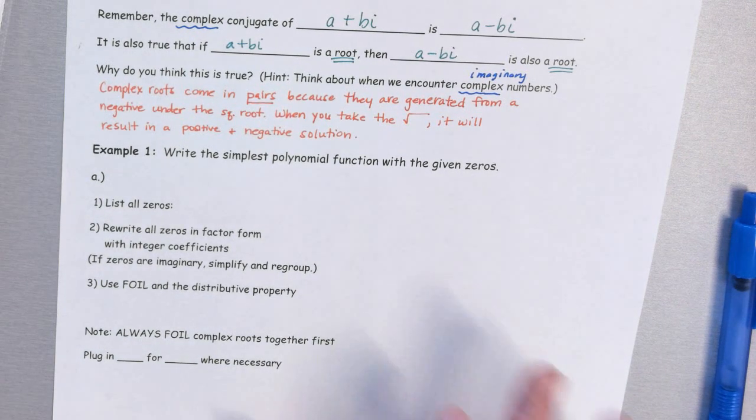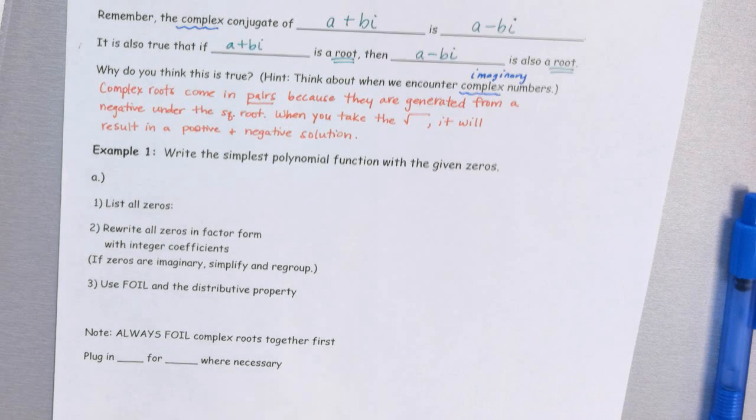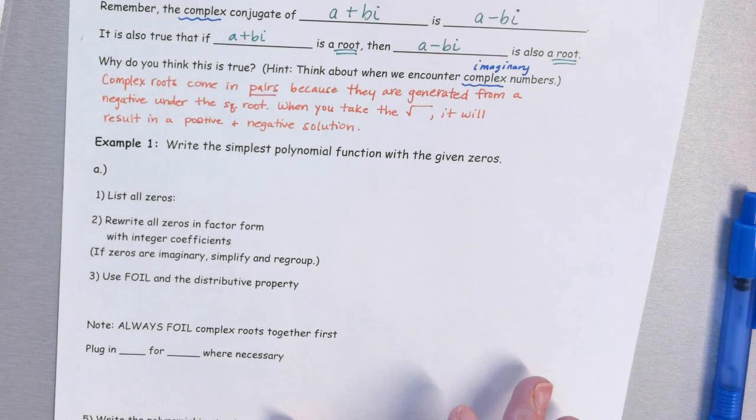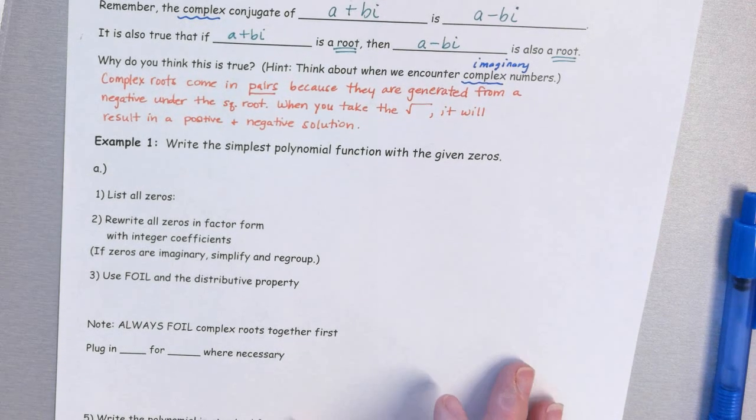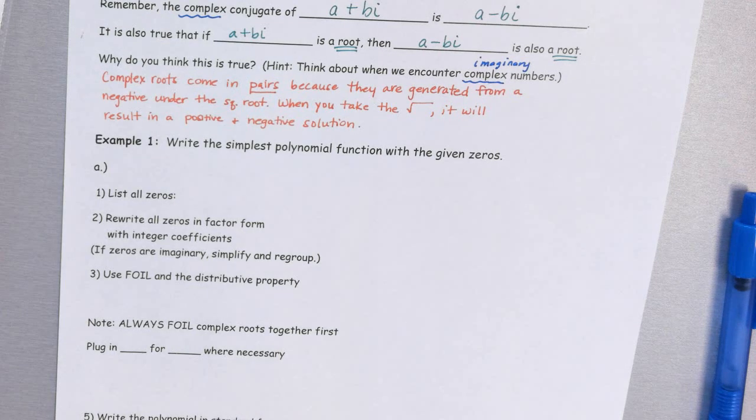Okay, so this is true because the complex roots are going to come in pairs. They're generated from a negative under the square root, and we know when we take that square root, it results in the positive and negative solution. It's going to have that plus or minus.